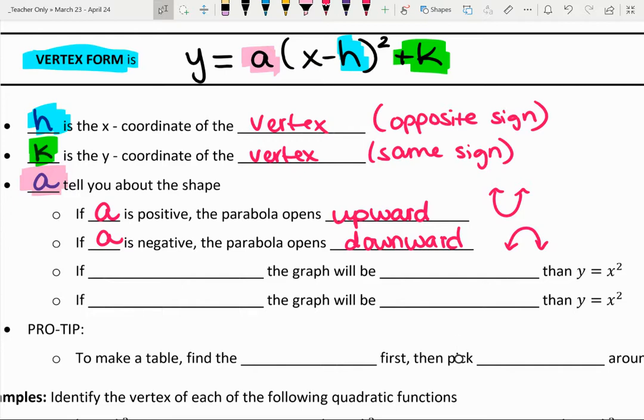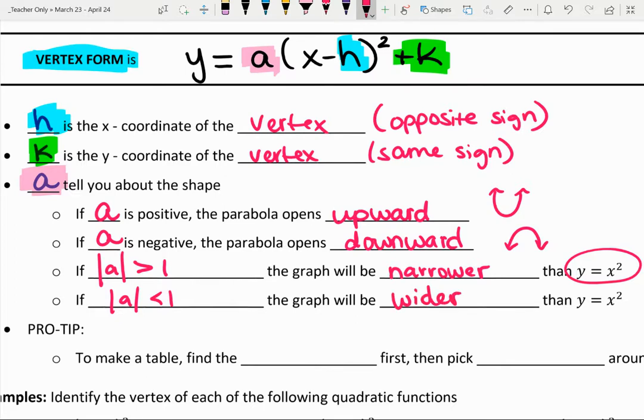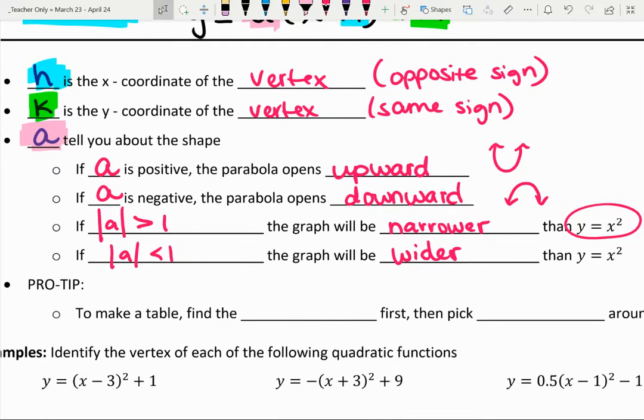Now, the size of a, or the absolute value of a, also tells us about the shape of the graph, whether it's going to be narrow or wide. So if the absolute value of a is greater than 1, something like 2 or -2 or 10 or -10, then it will be narrower or skinnier than y equals x squared, which remember is our parent function. We're kind of stretching it upwards. Whereas if the absolute value of a is less than 1, some sort of decimal value between -1 and 1, then our graph will be wider than y equals x squared. We're kind of flattening it out and spreading it out.